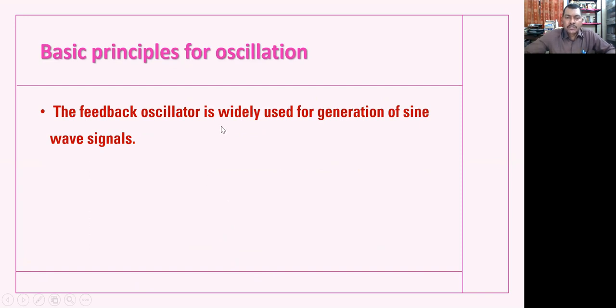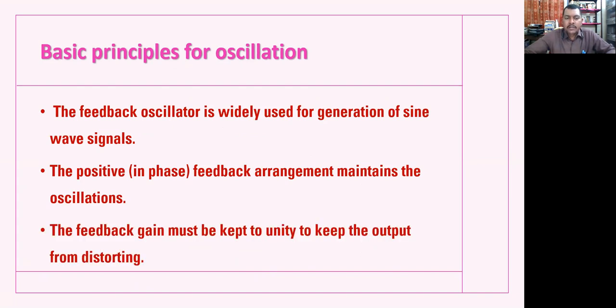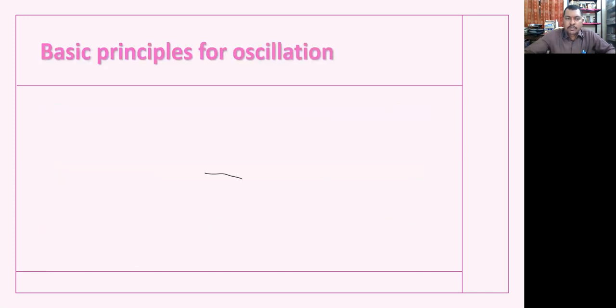The feedback oscillator is widely used for generation of sine wave signals. Sine wave means sinusoidal waves, so we call that an AC wave. The positive in-phase feedback arrangement maintains the oscillation, and the feedback gain must be kept to unity to keep the output from distorting. So we have to keep it at unity, or slightly higher than unity, so that we will not get a distorted signal, but we'll get a pure AC, right? So these are some of the basic principles.